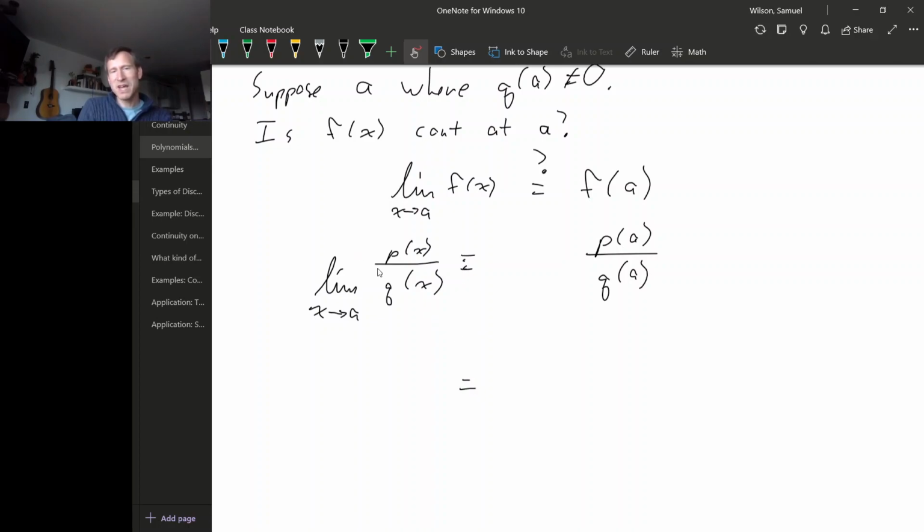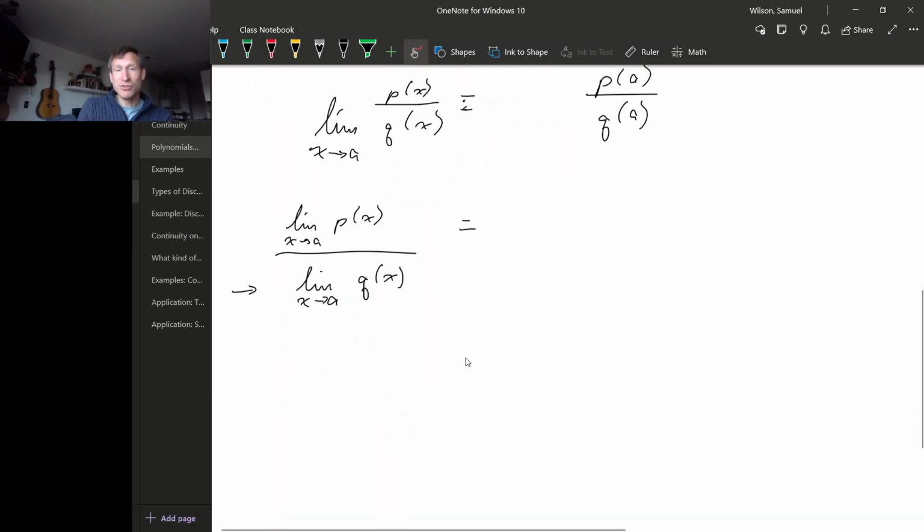All right, but look, now we have a quotient, and the limit rule for quotients says that the limit of a quotient is the quotient of the limits, as long as the denominator isn't 0. So we can write this as the limit as x goes to a of p of x over the limit as x goes to a of q of x. And this is true, right? These two things are equal as long as this denominator isn't 0. So we'll have to check that this denominator isn't 0. It won't be, but we have to check.